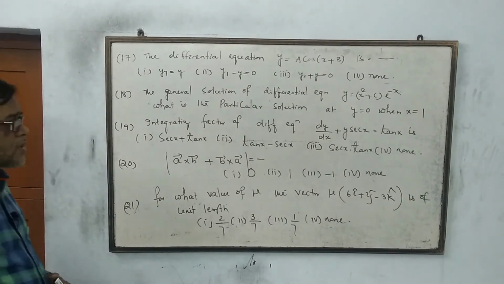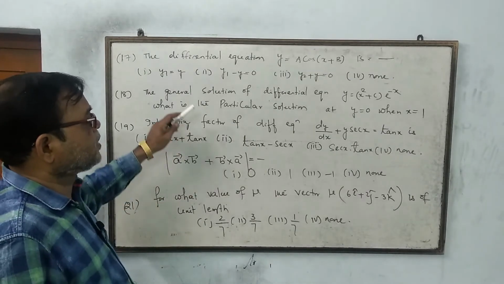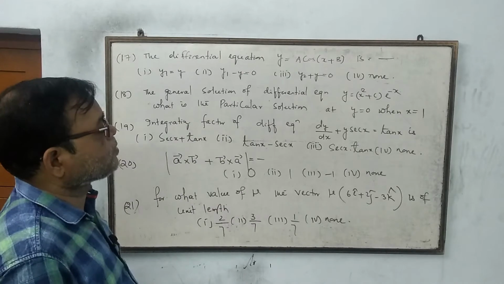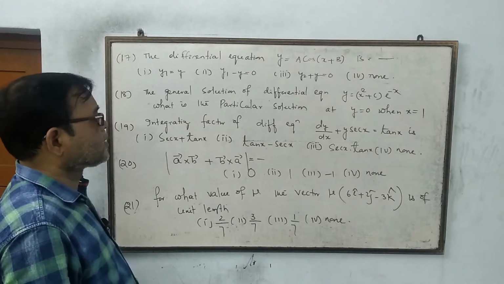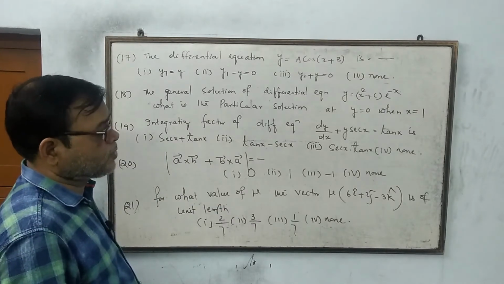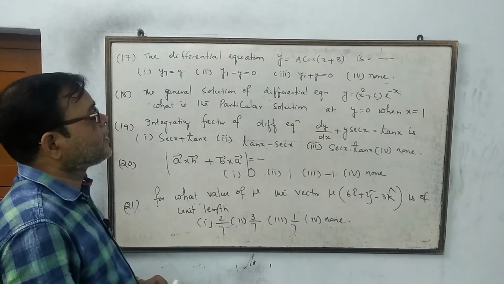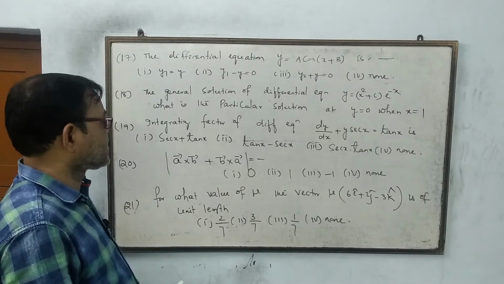The differential equation y equal to a cos of x plus b is dash. The general solution of differential equation y equal to x square plus c e to the power minus x. What is the particular solution at y equal to 0 when x equal to 1? Integrating factor of differential equation dy by dx plus y sec x equal to 10x is dash.